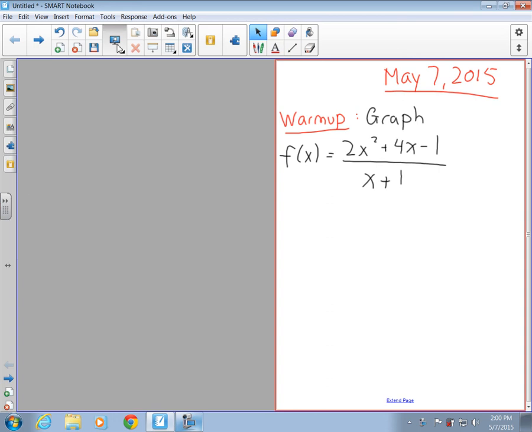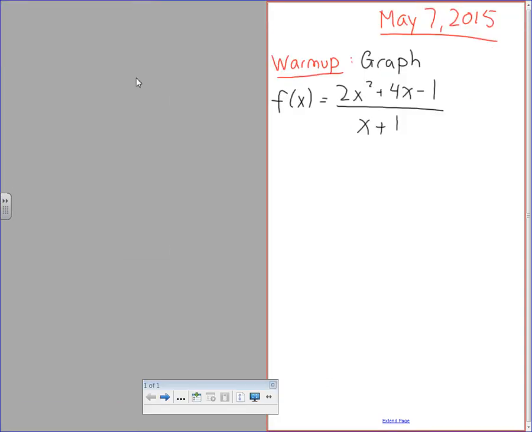All right, can I get some brave soul sitting in the back row to tell me the derivative of the numerator, please? Somebody be brave in the back row. Just the numerator. Yeah, 4x plus 4. Thank you.